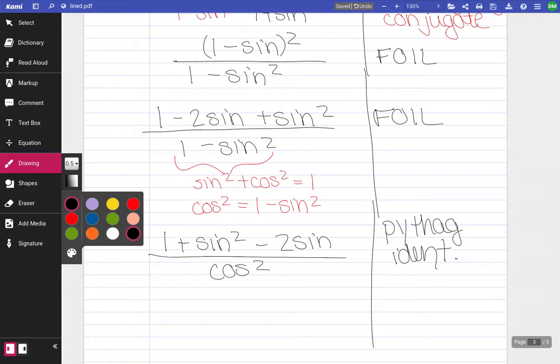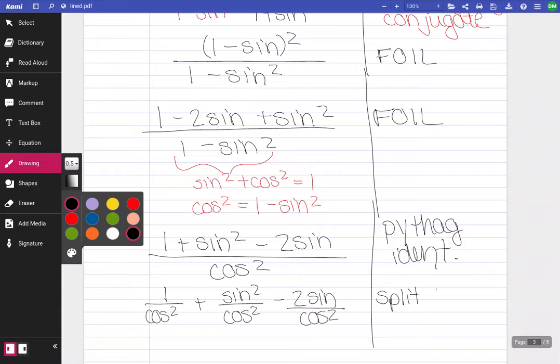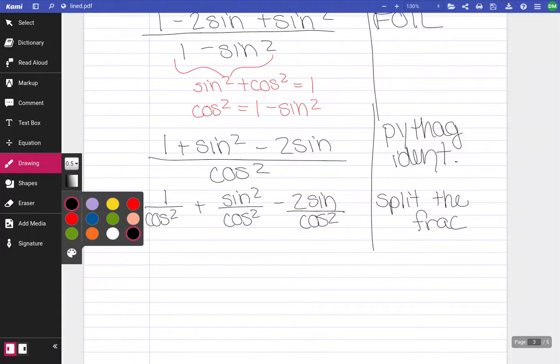All right. So you can actually split this into 3 separate fractions, which is one method of doing it. The one thing I would point out is you've got 1 over cosine squared plus sine squared over cosine squared minus 2 sine over cosine squared. So split the fraction. And remember, you can simplify a lot of these down. So 1 over cosine squared becomes secant squared plus this is now tangent squared.